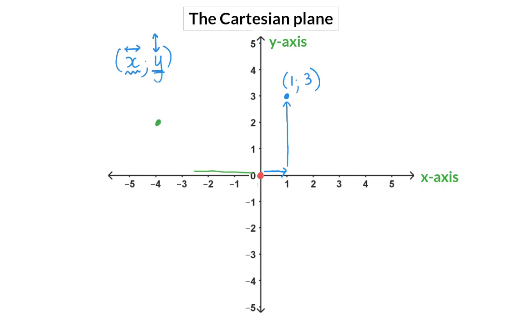Here we need to move 4 to the left on our horizontal x-axis, and that will be -4. And from there we need to move 2 units up on the vertical y-axis. So the coordinate is (-4, 2).